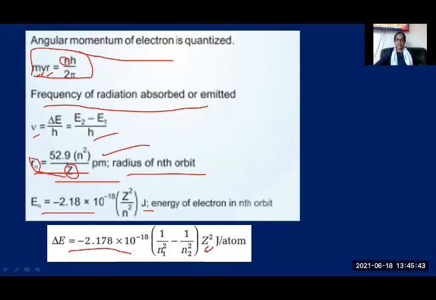Okay, so n and z always come opposite to each other here. If n is in the numerator then z will be in the denominator. If n is in the denominator then z will be in the numerator. That you should keep in your mind. And one more relationship: only for the radius it is n square divided by z, whereas in all other terms it is z square only. Okay, so this also you keep in your mind.